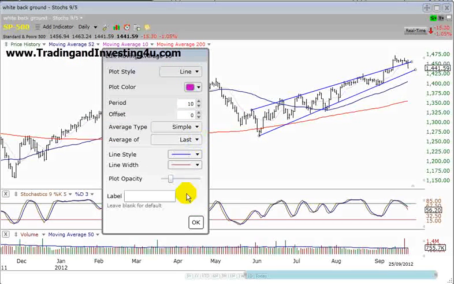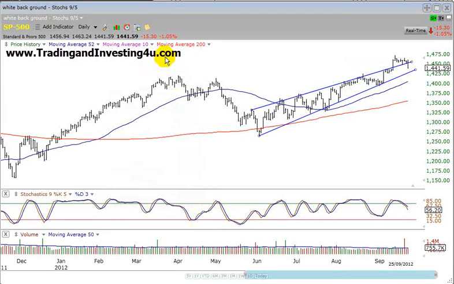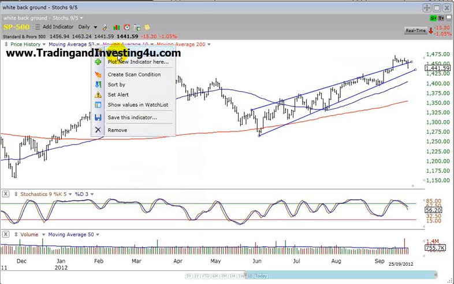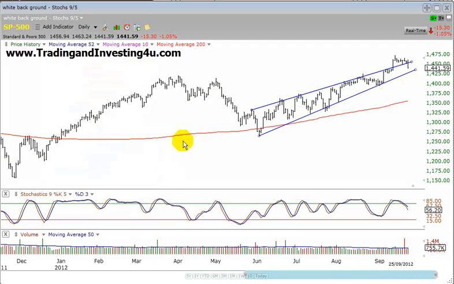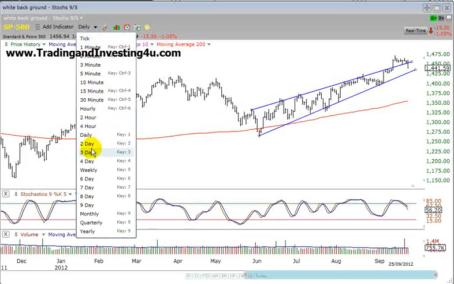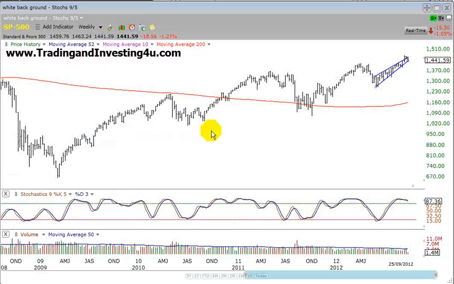So what I'm going to do now is minimize most of the moving averages apart from the 200. I'm just going to keep the 200 on there, and I'm going to flip it over now to a weekly chart. And what we see here on a weekly chart is something quite interesting.